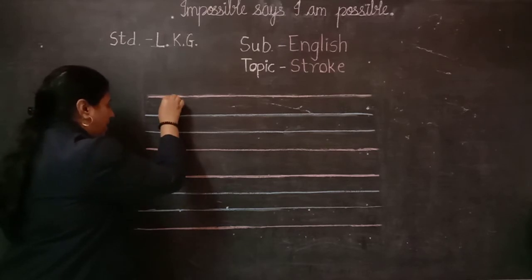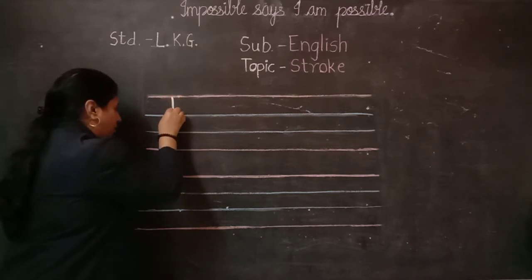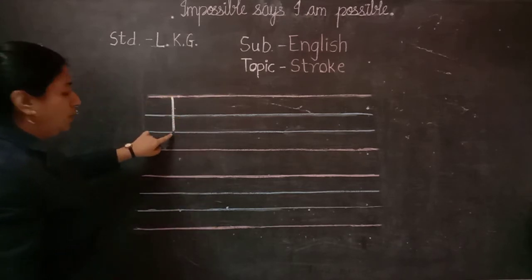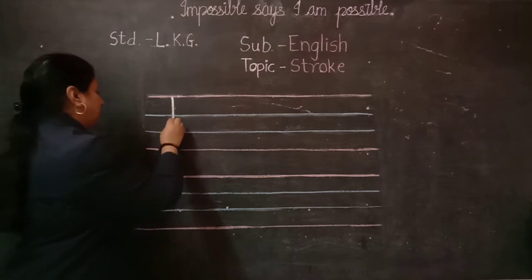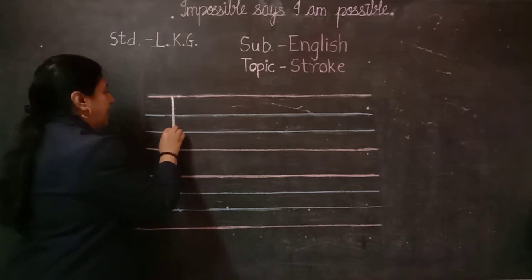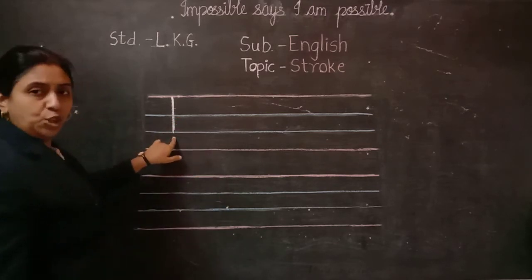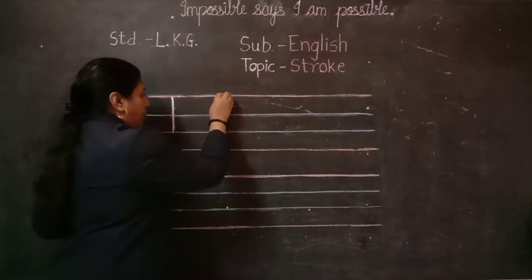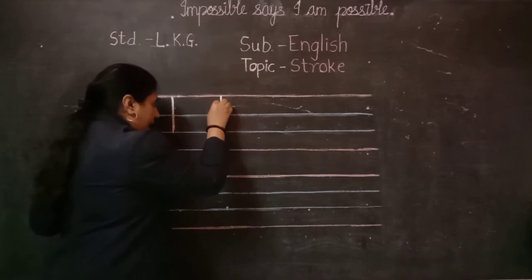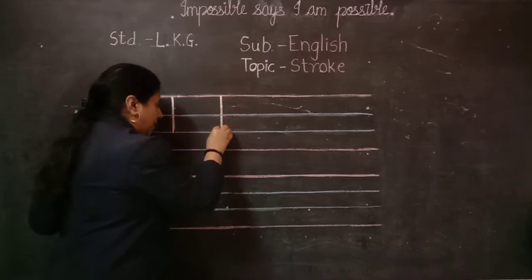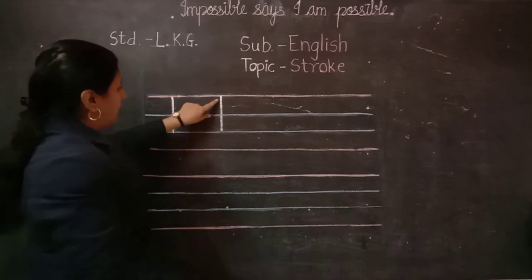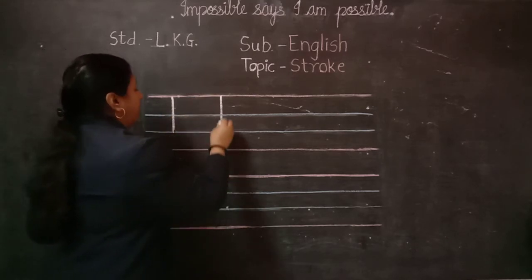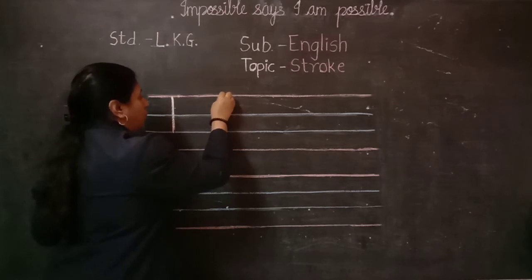Look here. From the red line you have to write one standing line. Which line is this? Standing line. From red line to second blue line. This is the first row. Then look here. From red line to second blue line, standing line. Which line is this? Standing line. And from here you have to start.